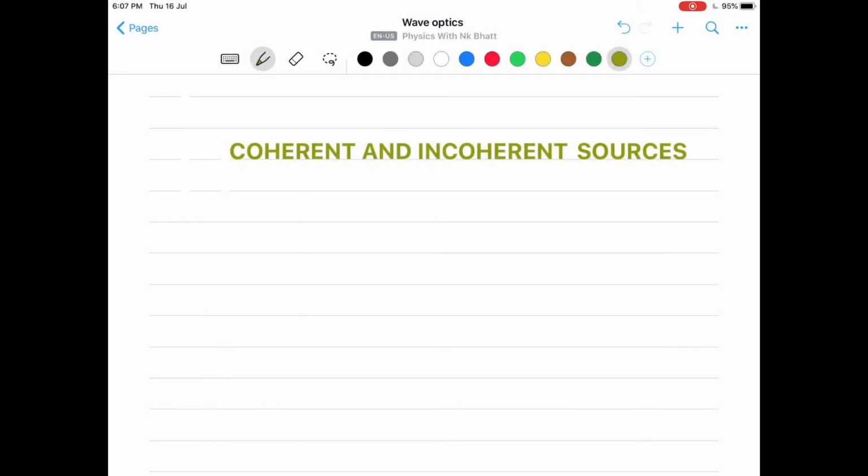In today's video lecture, we will talk about the coherent and incoherent sources. In the last 4 lectures, we discussed the idea of wavefront, Huygens principle, refraction and reflection of plane wavefront. In the same sequence, here we will talk about coherent and incoherent sources.